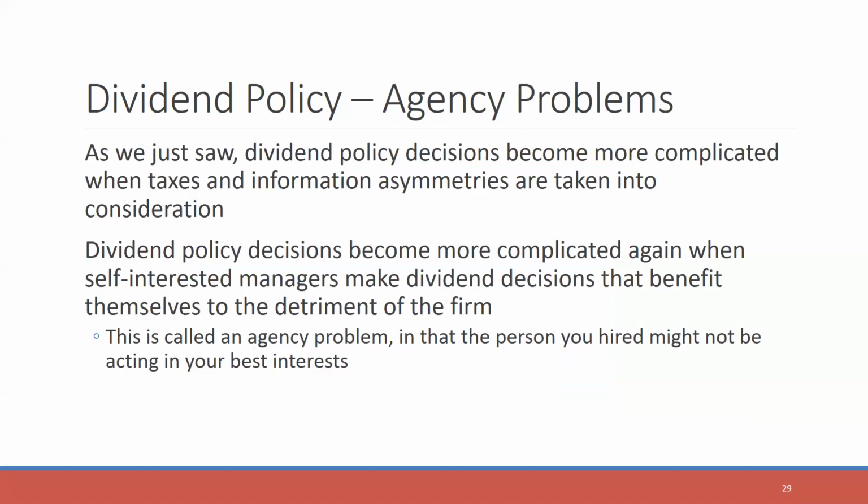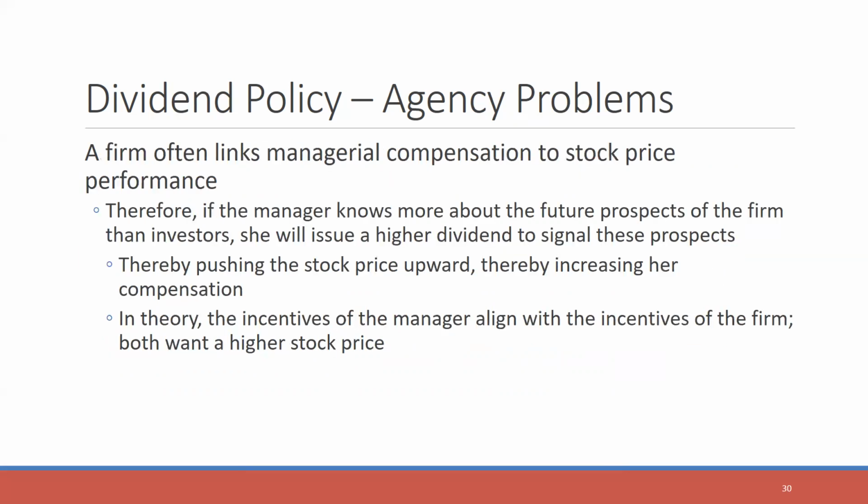So our last concern will be agency problems. As we just saw, dividend policy decisions become more complicated when we have taxes and information asymmetry, when we don't have complete information. Dividend policy decisions become even more complicated when we worry about managers being self-interested. This is called an agency problem, where the person you hired might not be acting in your best interest. And it's really difficult to tell if this person isn't acting in your best interest.